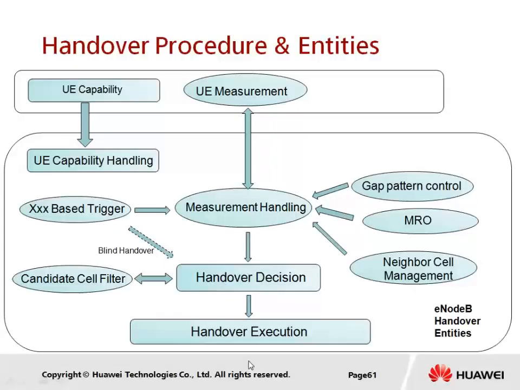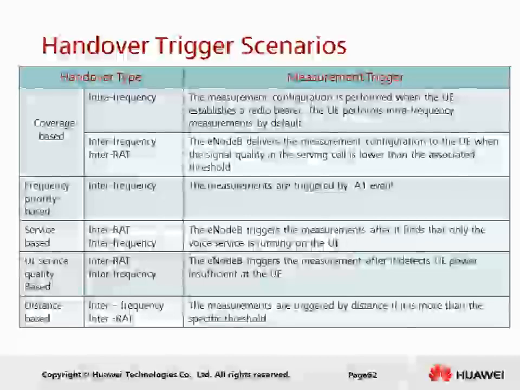Based on the measurement report sent by the user, the eNodeB decides on the handover, and that will be done after the candidate cell filtering. We can see here there is a possibility of blind handover being performed. That depends on the switches and the thresholds that we are going to set for blind handover. After the decision, the source cell is going to send a handover request to the target cell or the target system, followed by the handover execution.